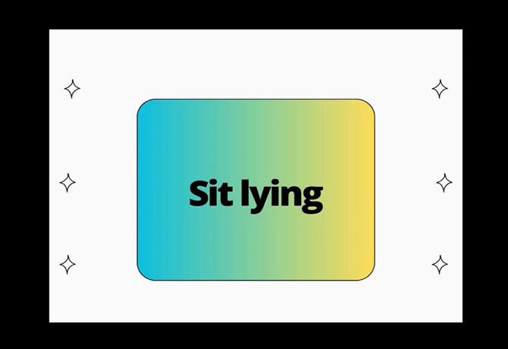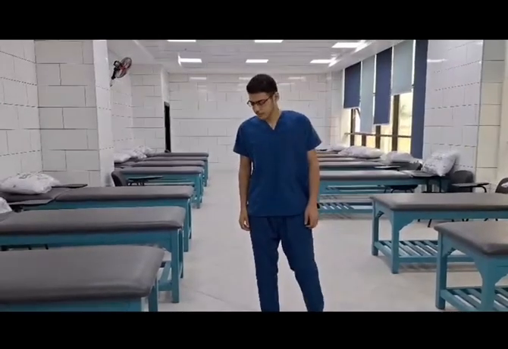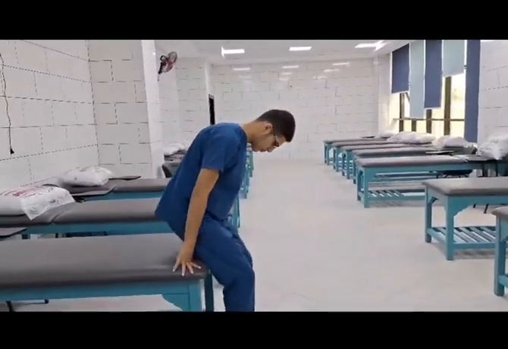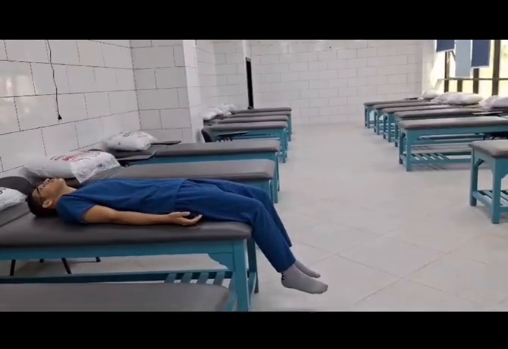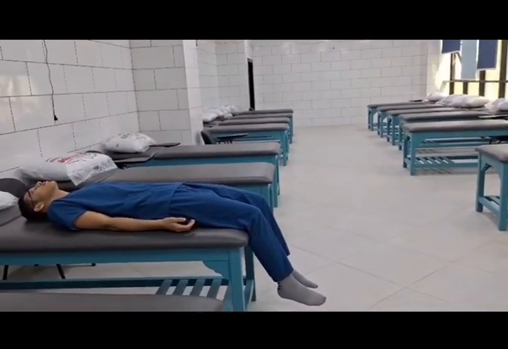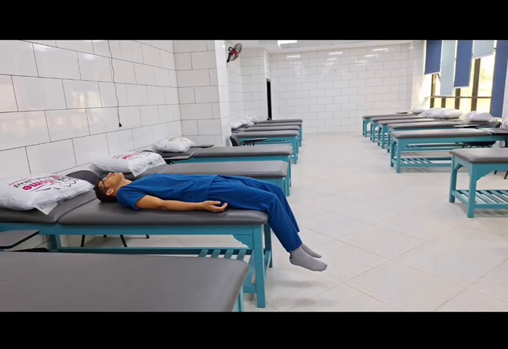In sit lying position, we should know that it's also known as the lateral position. As we see, the patient lies on one side of the body. The top leg is bent at the knee and placed in front of the bottom leg. It's used for stability and comfort, as it prevents nerve damage and unnecessary extension or rotation of the body.